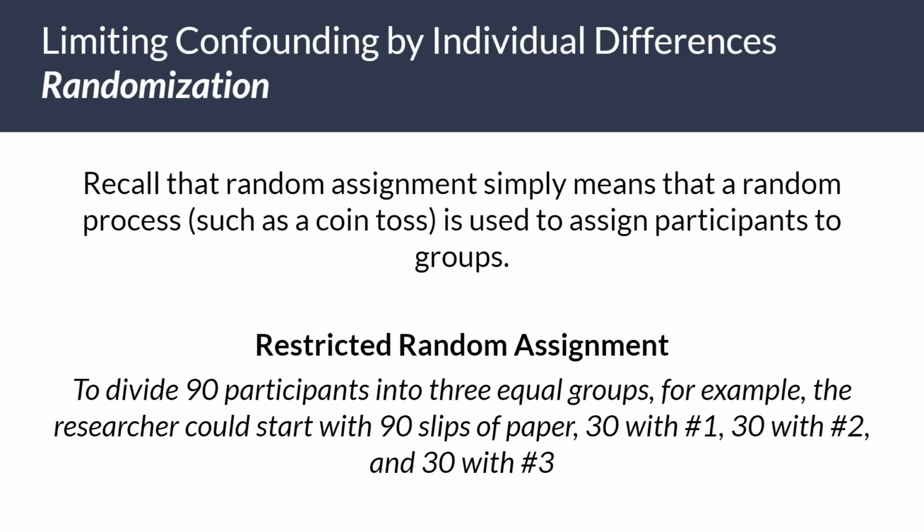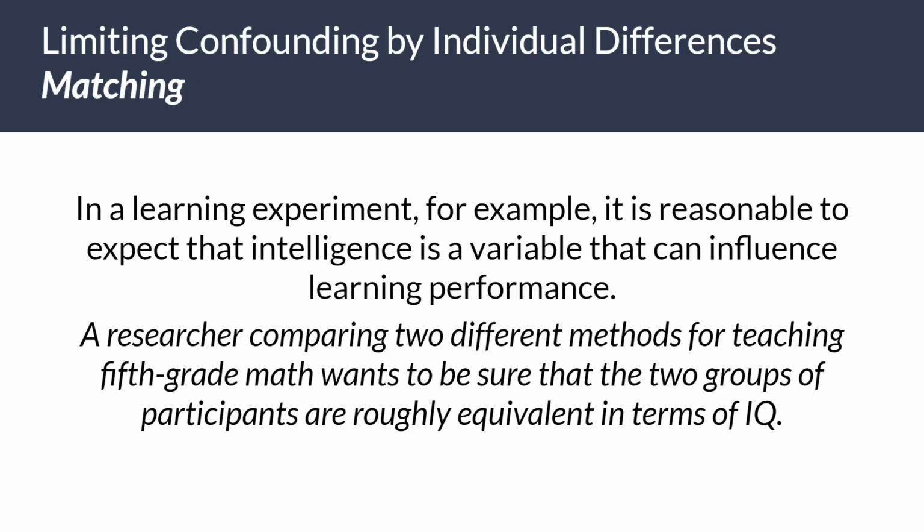What you can do to address that is to make use of restricted random assignment. And what we mean by that is this. To divide 90 participants into 3 equal groups, for example, the researcher could start with 90 slips of paper, 30 with number 1, 30 with number 2, and 30 with number 3, so that the groupings will be equal. So that somehow solves our problem with the coin toss. Other than that, we can also do matching, but remember our last discussion, matching may be rigorous. It may take some time and effort.